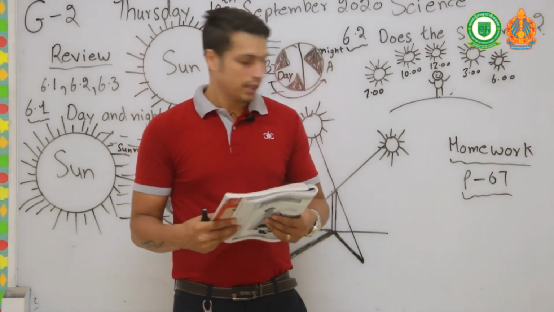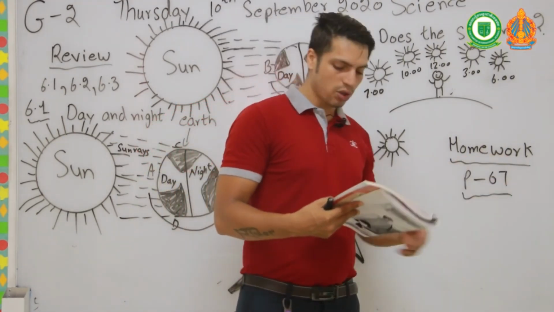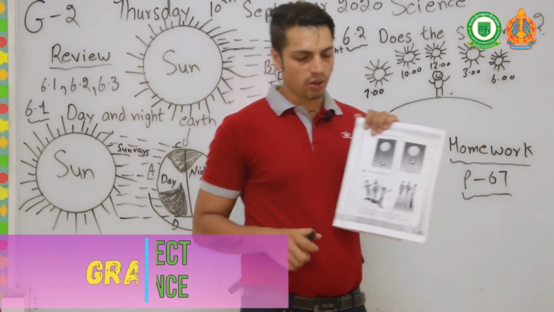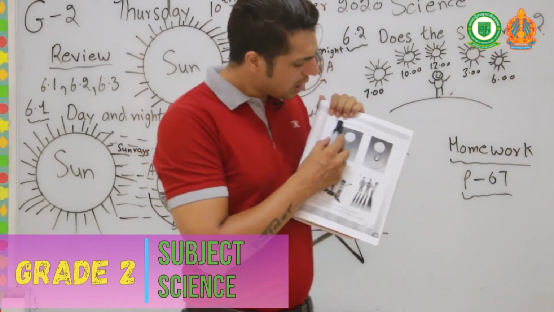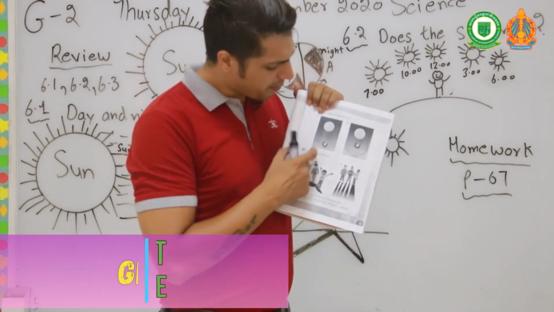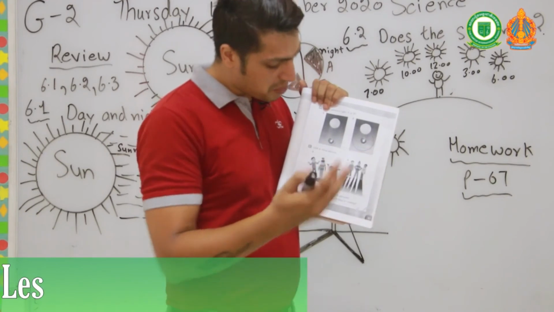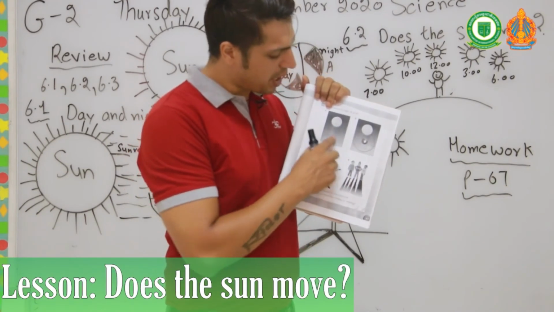So coming on to your homework. Your homework is on page number 67, okay. You need to answer these questions. Which picture is right, A or B? So A or B, which picture is right, okay. So you need to find out.